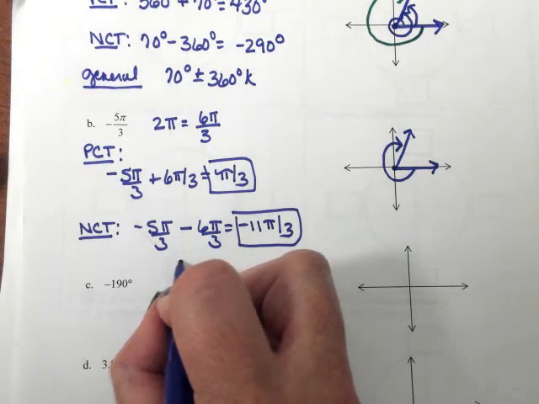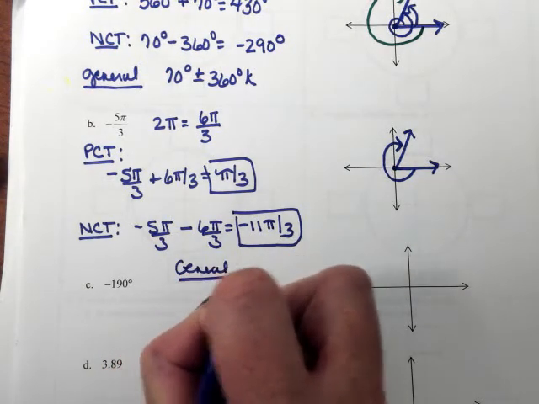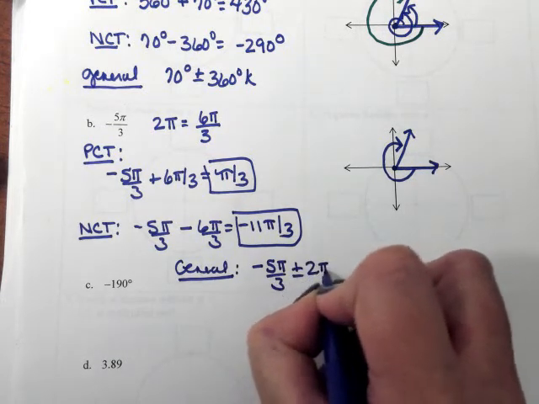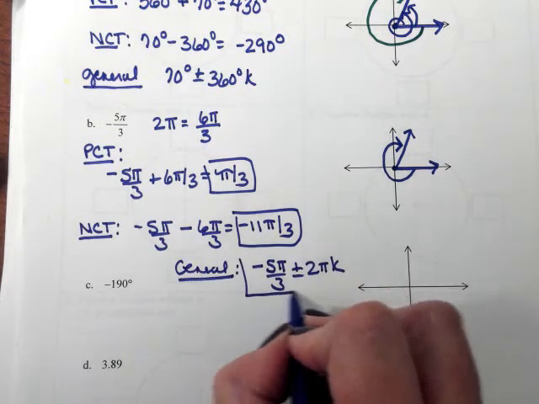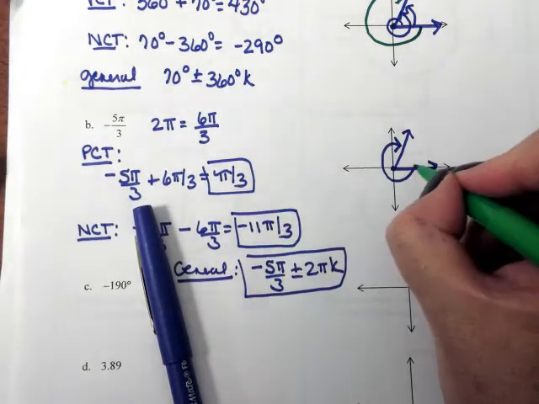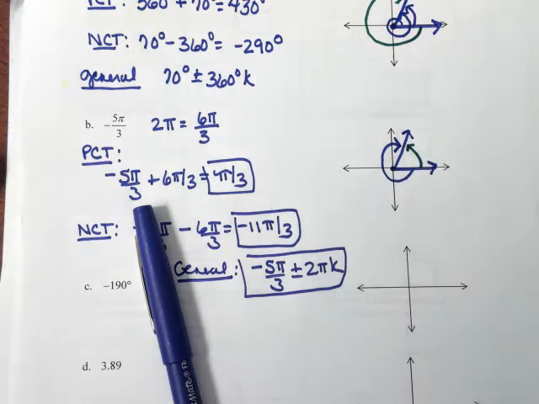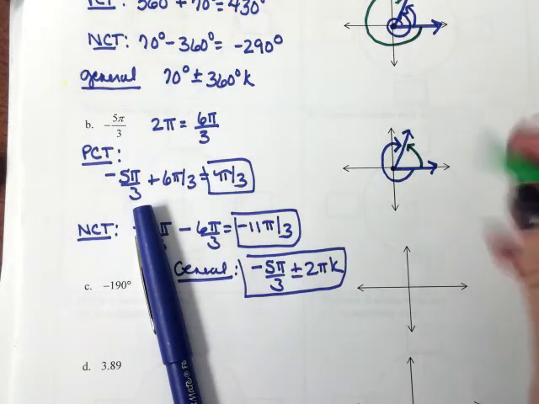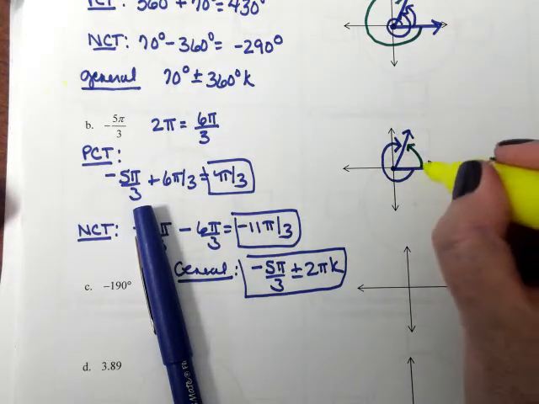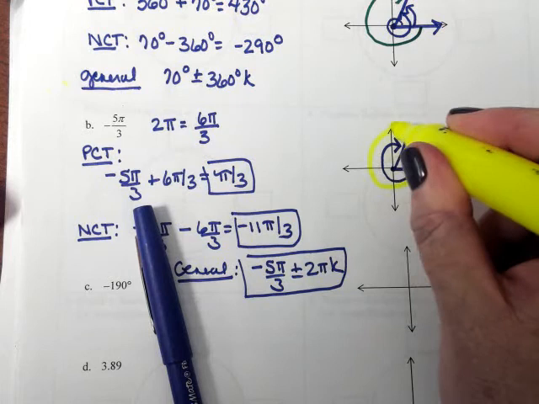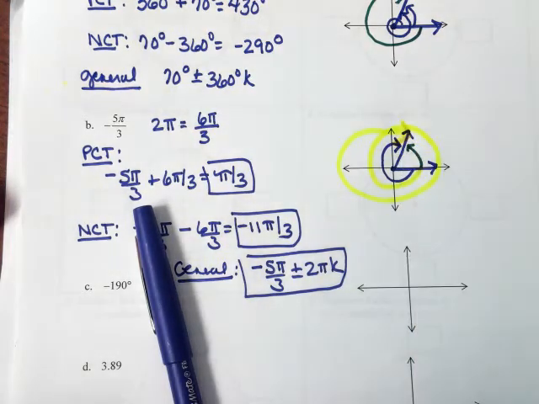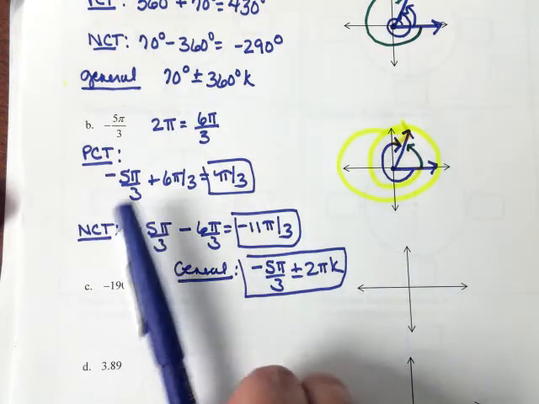My generalization is taking negative 5 pi over 3 plus or minus 2 pi k. That's the formula I can use to find all of my coterminal angles. So this pi over 3 that I found is this angle right in here. This negative 11 pi over 3 is if I make one complete revolution. There's my negative 6 pi over 3, and then I go another negative 5 pi over 3. There's the negative coterminal angle.